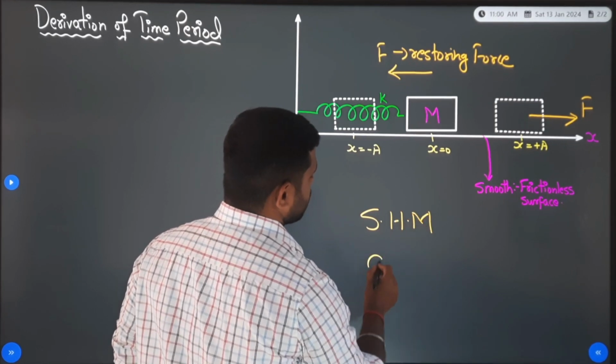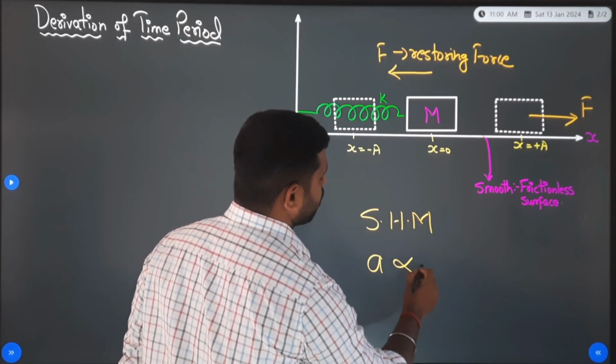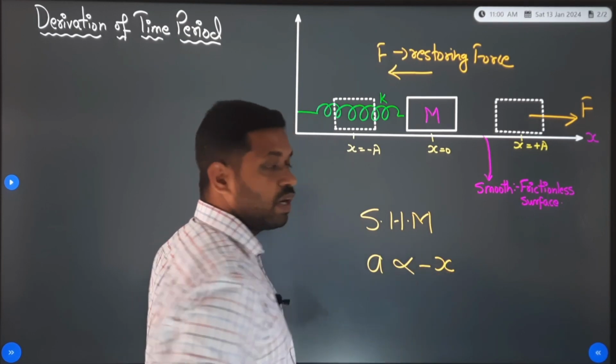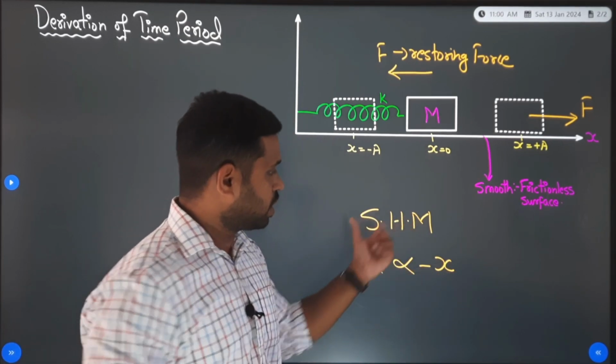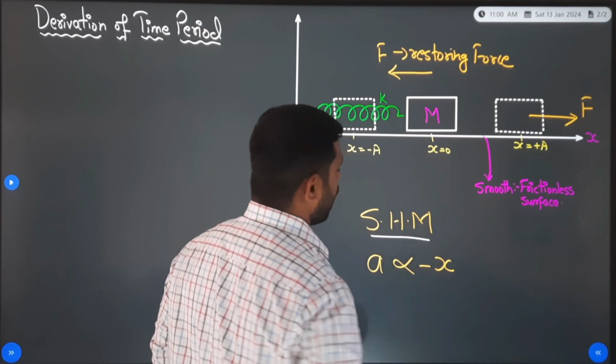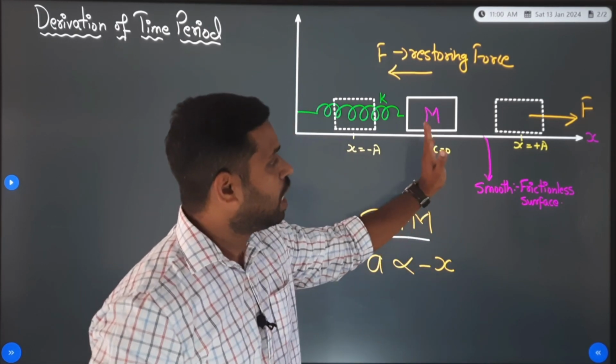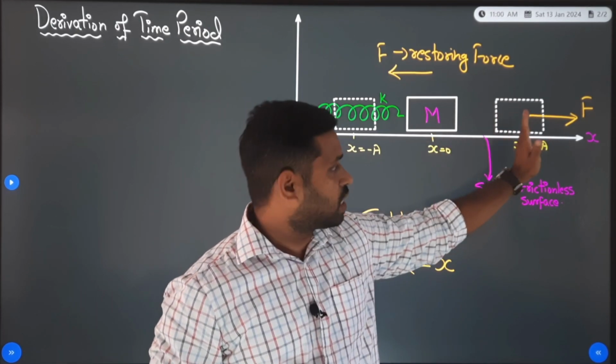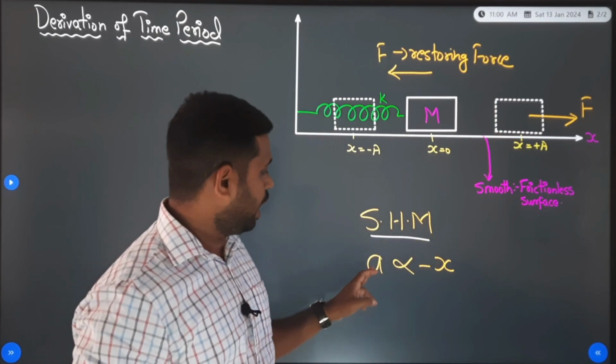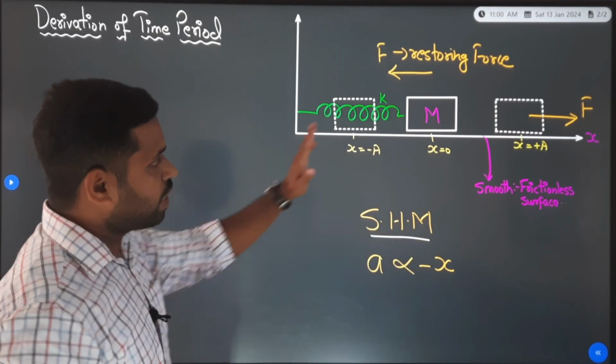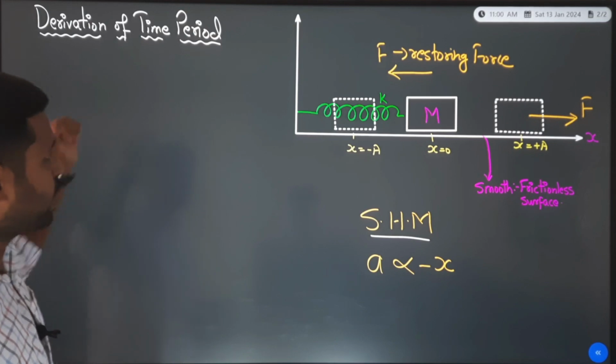So in this case, the acceleration will be directly proportional to the displacement from the mean position. This is called simple harmonic motion, where x is the displacement, how far you are taking the mass from the mean position, and a is the acceleration of the body. Now we will try to derive the expression for the time period.